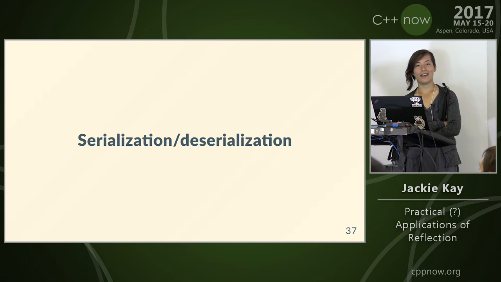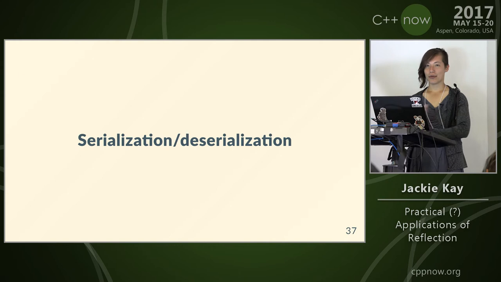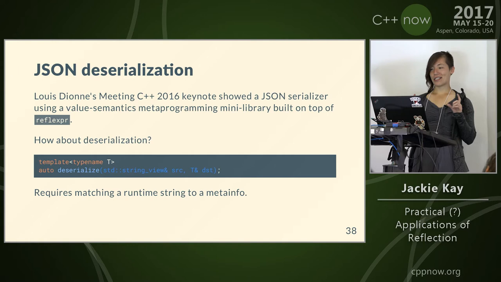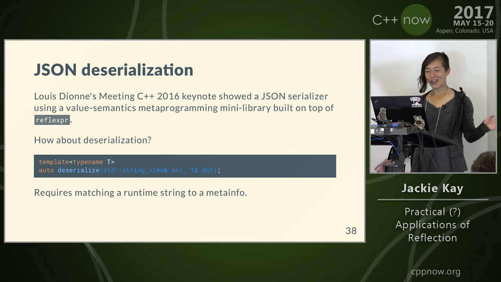I don't know your name, in the audience, but you mentioned this, it's very timely. My next example will be, how do we do serialization and deserialization? Actually, Louis at Meeting C++ 2016 in his keynote showed a one slide JSON serializer example using value semantics, metaprogramming on top of reflexpr. At the time, the other fork hadn't even come out yet. I'm going to show deserialization today, since JSON serialization with reflection has already been done.